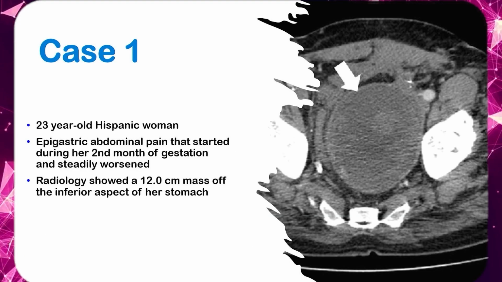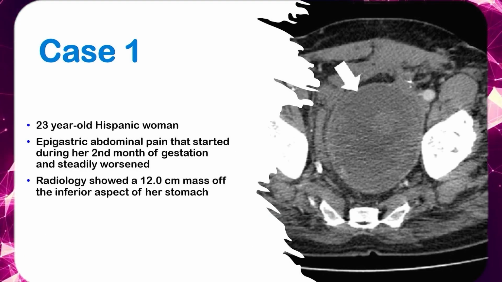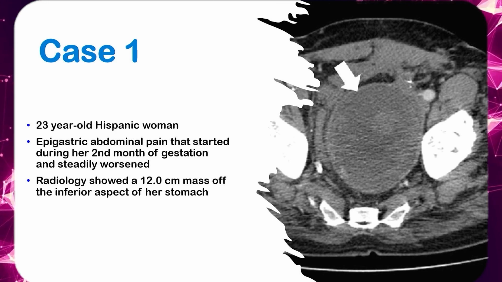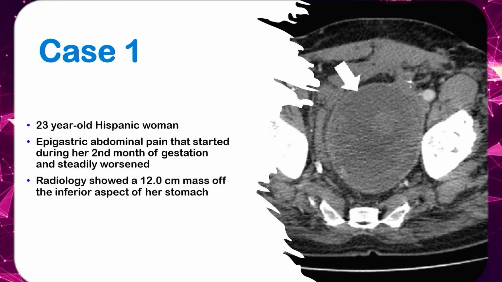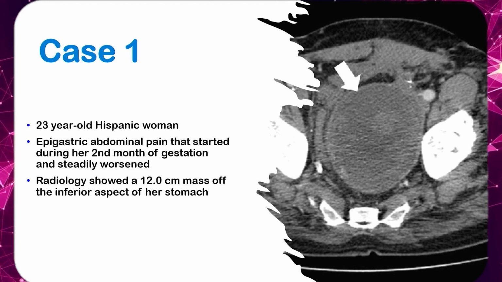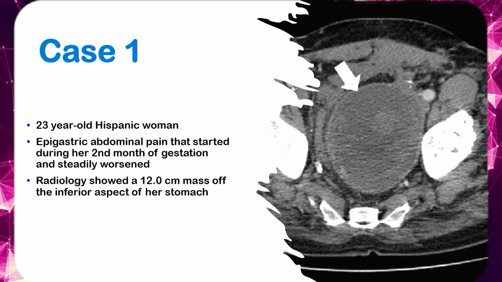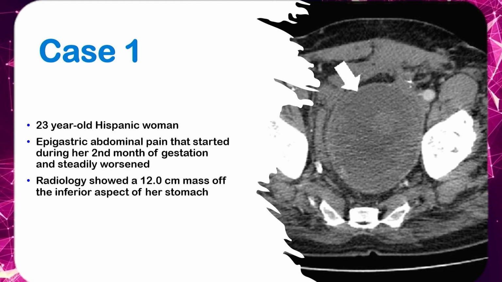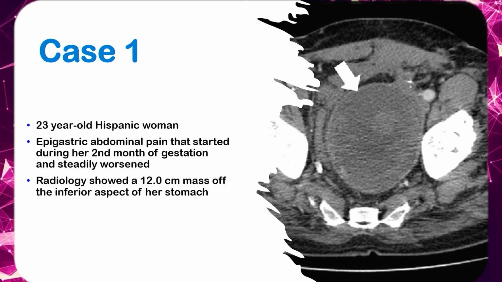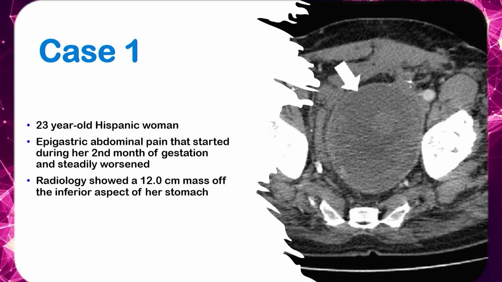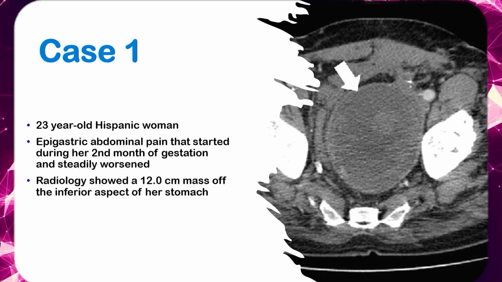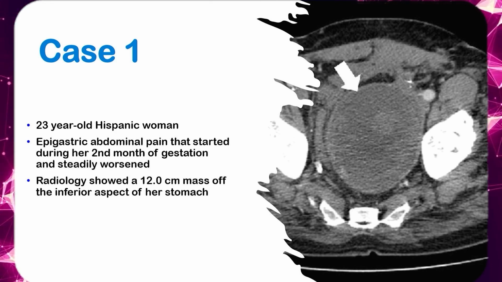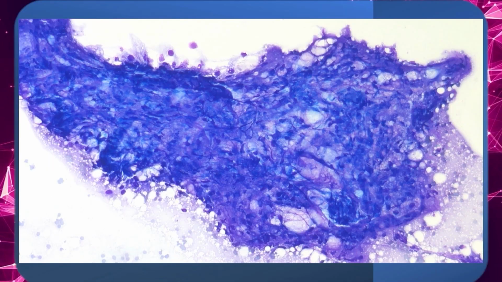So this is the first case. It's a 23-year-old Hispanic woman who presented with epigastric abdominal pain that started during her second month of gestation and steadily worsened. The imaging showed a 12 centimeter, so just imagine the size, 12 centimeter mass coming off the inferior aspect of her stomach, attached to the greater curvature. I'll show you the images and then we'll have a nice discussion.